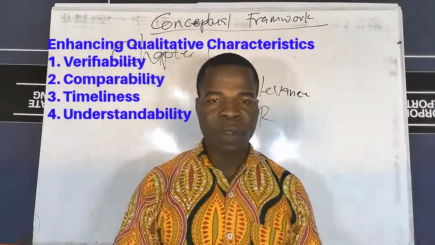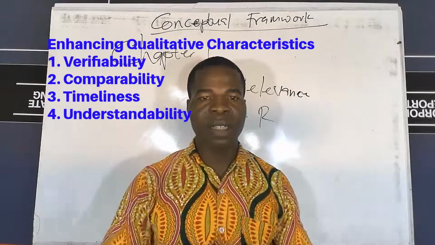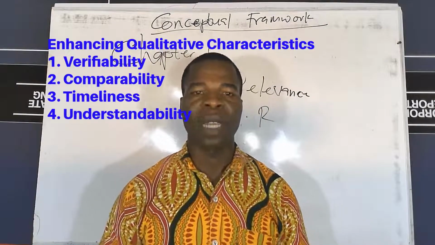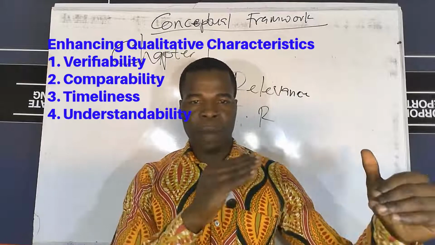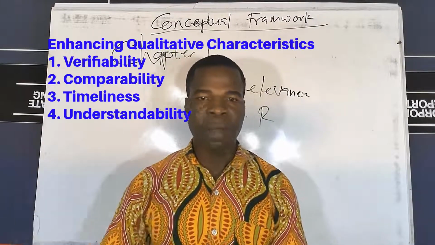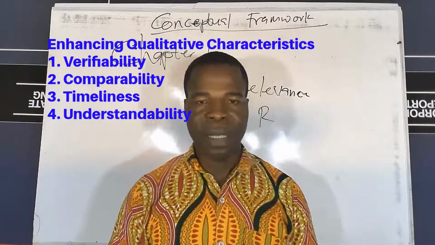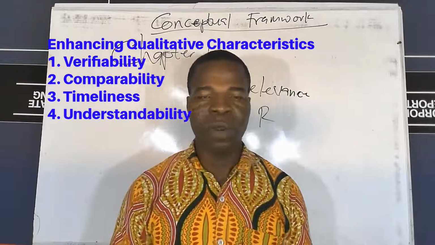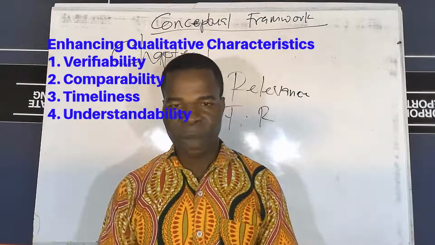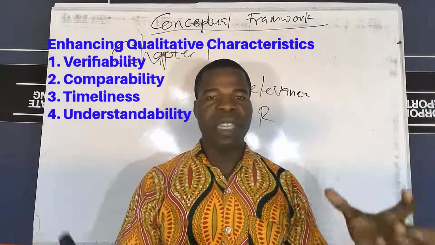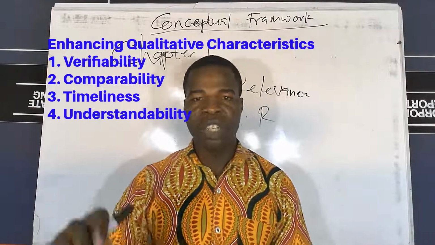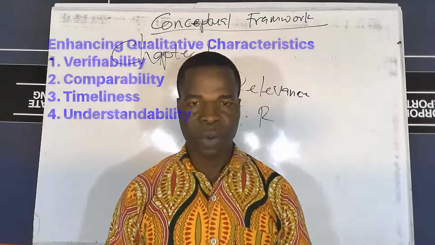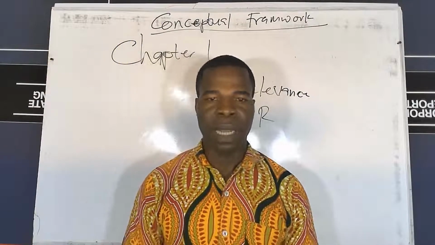Then the enhancing qualitative characteristics have to do with verifiability, timeliness, understandability, and comparability. Sometimes the reason why I say 7 is because of cost benefit or cost constraint. We are saying that the benefit that will be derived from providing the information should not exceed its cost. So that is about chapter 2.